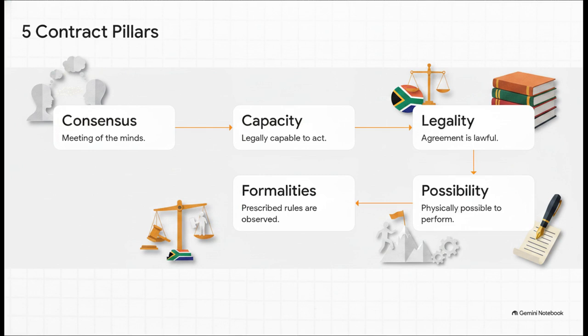You can't contract someone to fly to Jupiter tomorrow. And finally, Step 5. If there are any prescribed formalities, like maybe the law says the specific deal has to be in writing, those must be strictly followed. A valid contract only exists when all 5 of these steps are locked in.